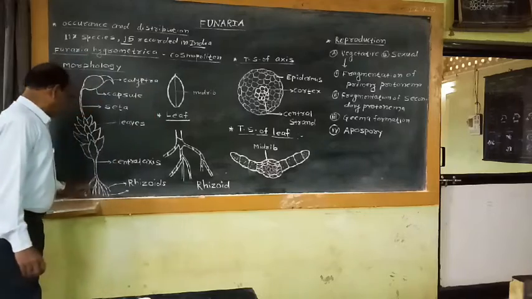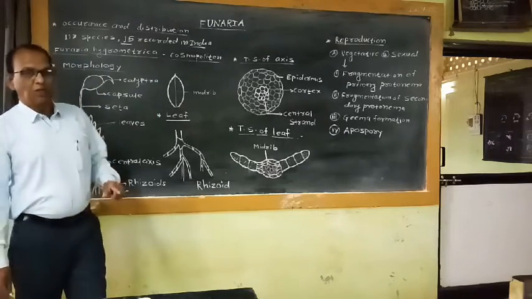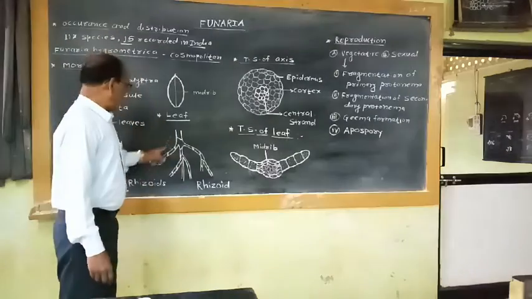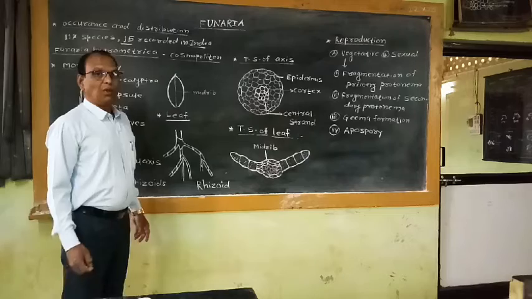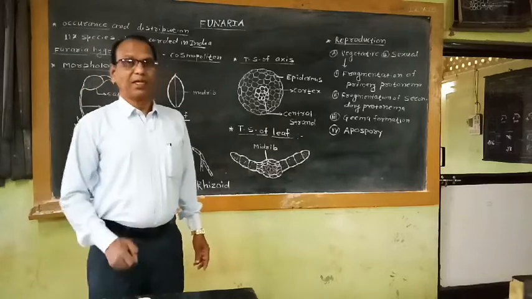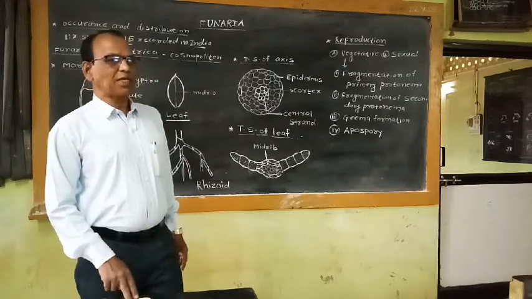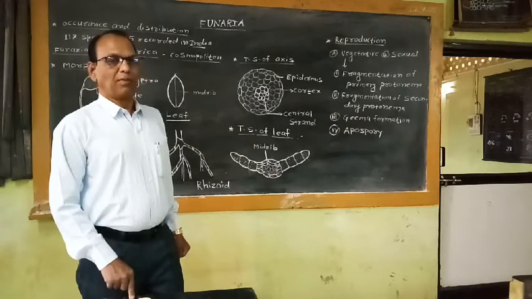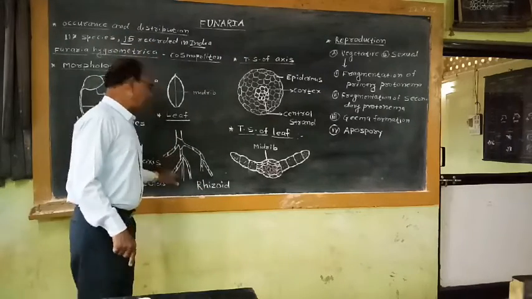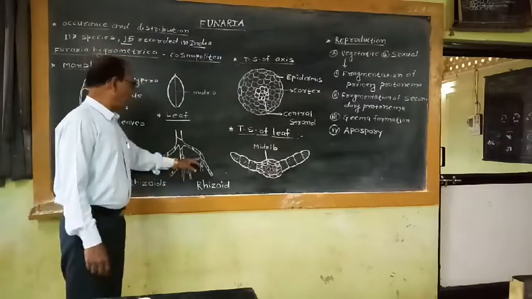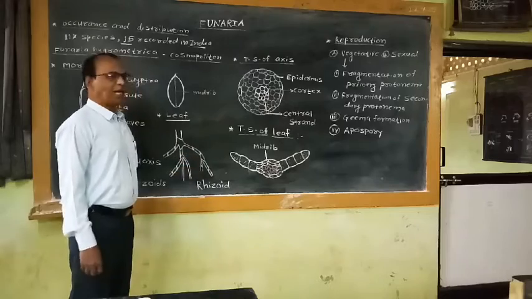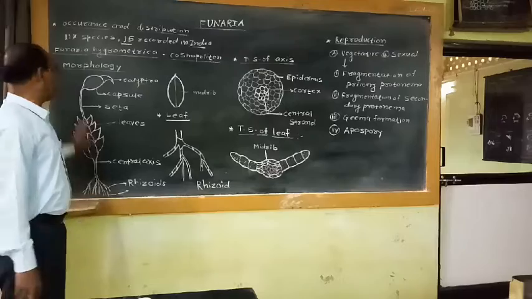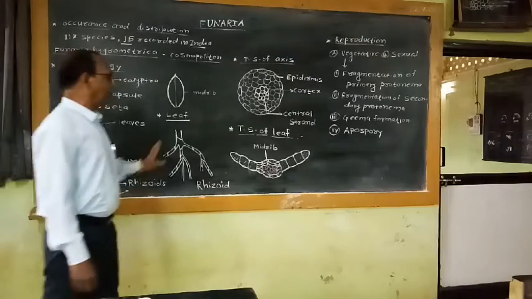If we observe the rhizoids, rhizoids in Funaria are extensively branched and they are multicellular. We have already studied the Riccia. In Riccia, two types of rhizoids are there, tuberculated rhizoids and smooth-walled rhizoids. Both rhizoids are unicellular. But here, rhizoids are multicellular, extensively branched, and they show oblique septa. That's all about the external morphological characters of this Funaria.